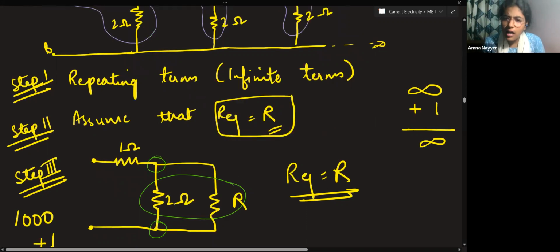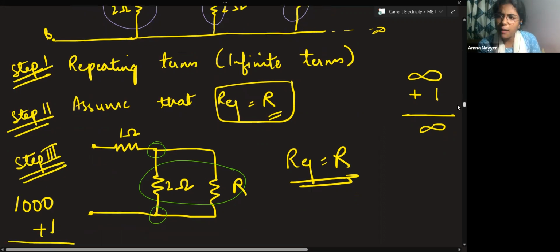This R was additional to us. The equivalent resistance of this also will still be R, that we have already argued and discussed. This will be still capital R. So instead of writing R equivalent, making it a different variable, I should write capital R itself.